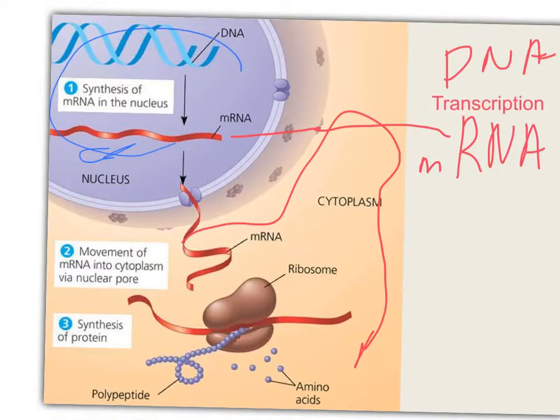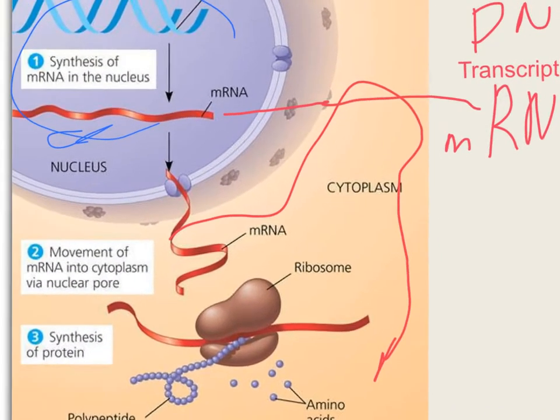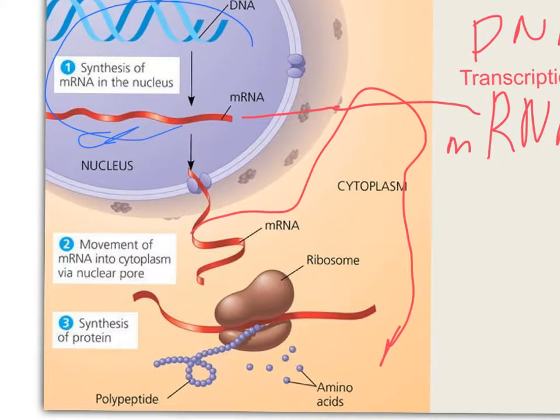Now, this messenger RNA, which is a complement to one of the DNA strands, moves through this pore. So there are ways to get things in and out of a nucleus, and it's a protein pore. And here's the mRNA, and it's now in the cytoplasm.